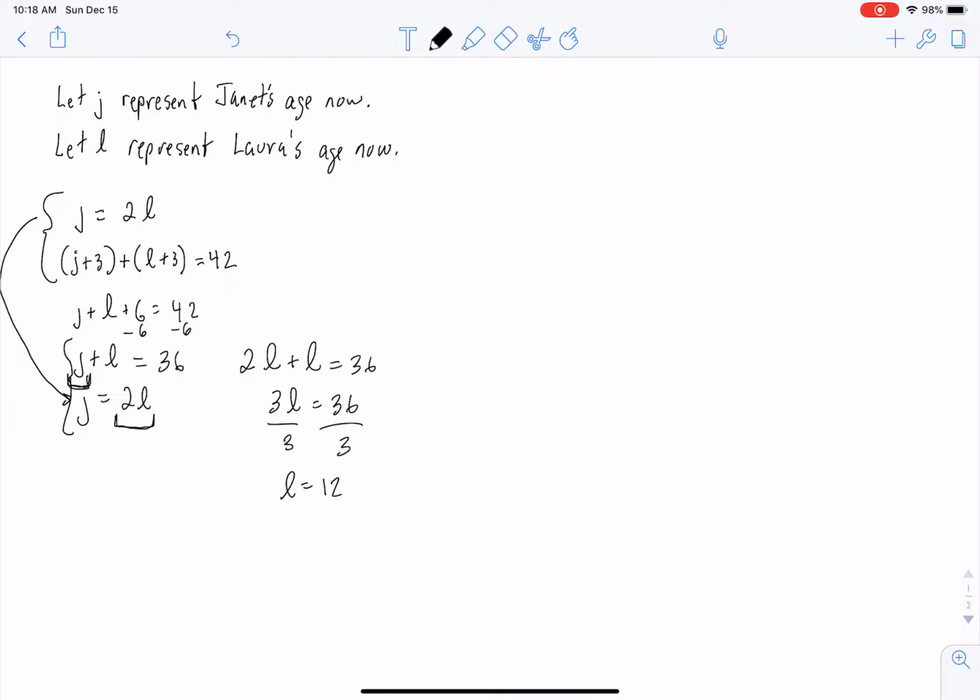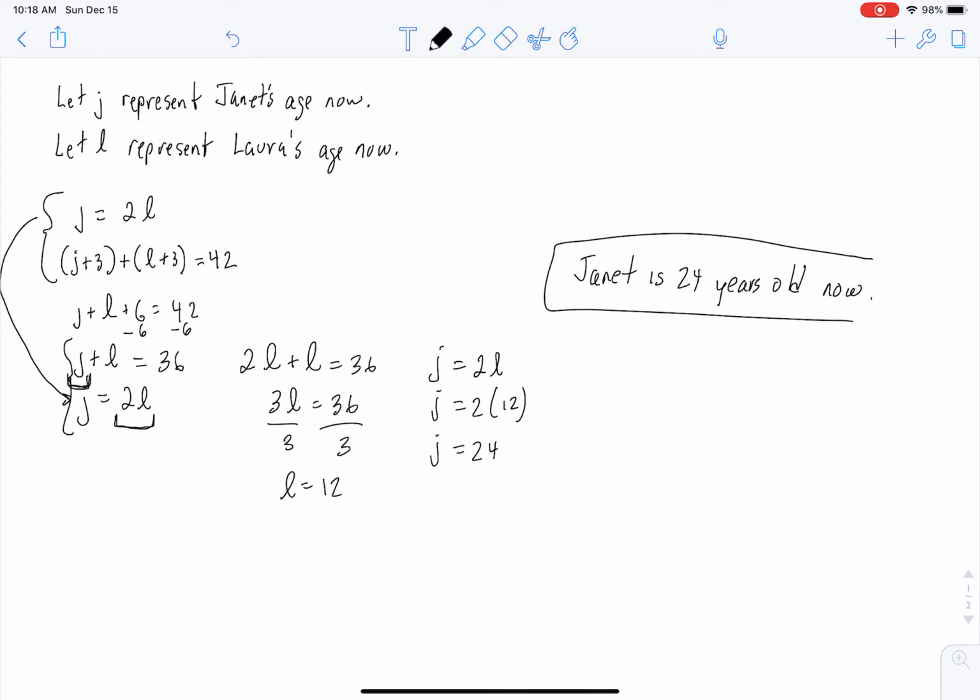Now this case said, how old is Janet? So I have to go back and substitute in. So J equals 2L. So J equals 2 times 12. J equals 24, right? So now I would answer the question, how old is Janet? Janet is 24 years old. And if you want to be precise, you could say now, but you don't need that, but you could put that. So Janet is 24 years old now.